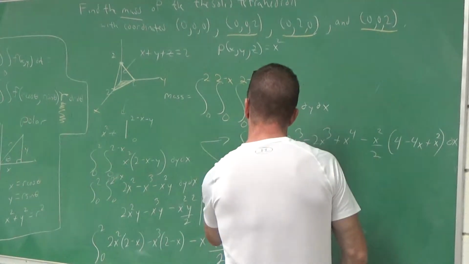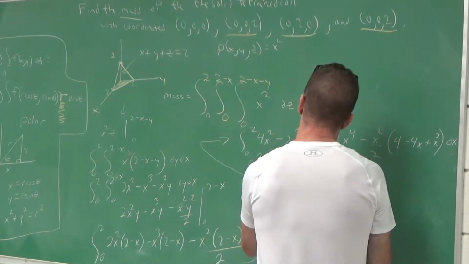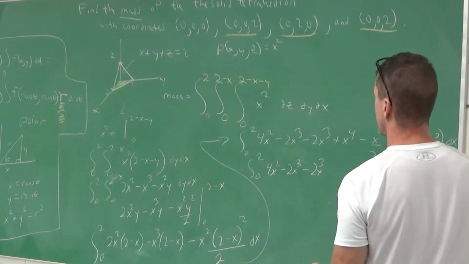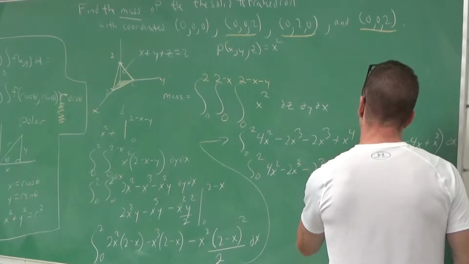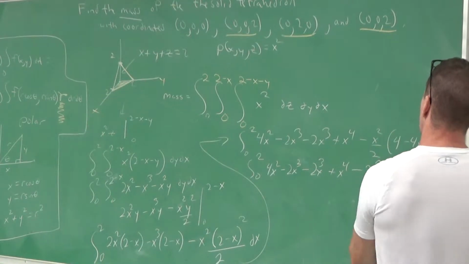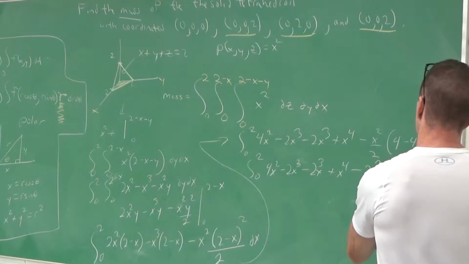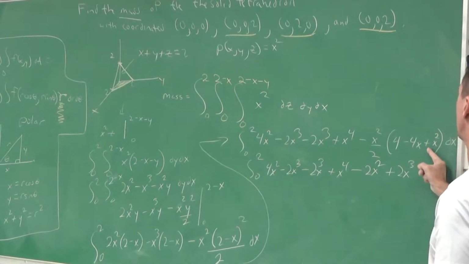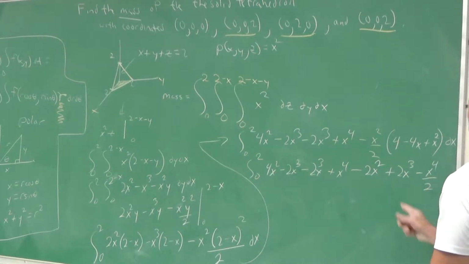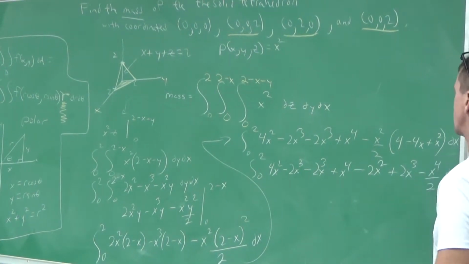Let me write it again. 4x squared minus 2x cubed minus 2x cubed. So far so good? Plus x to the 4th minus, what's that? 2x squared, what's that? Plus, what's 4x cubed over 2? Alright, and minus x to the 4th over 2. And I distribute that, right? Minus, then that was a plus, that was a minus. Good, yeah. Now where are the like terms?